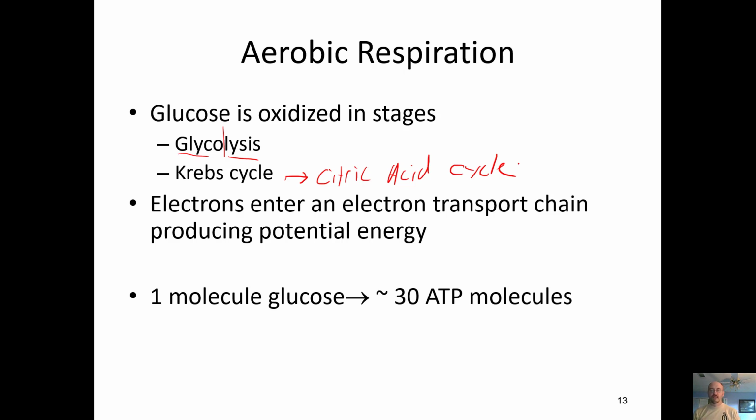For every molecule of glucose that we talk about in this chapter, we can produce about, that's what this tilde means, about 30 ATP molecules. Okay, that's important. It could be 32, it could be 28, 29. We'll just say about 30.